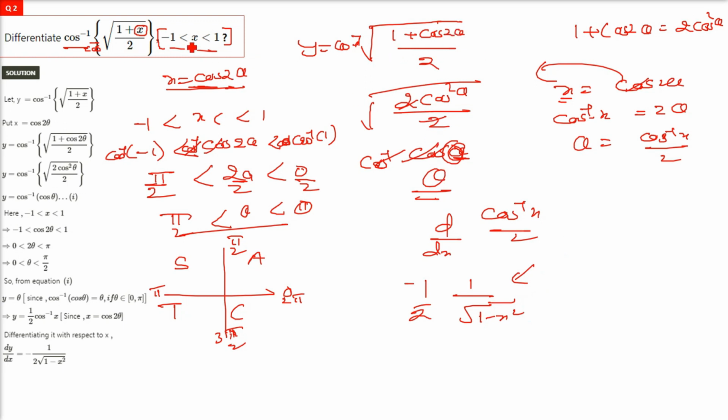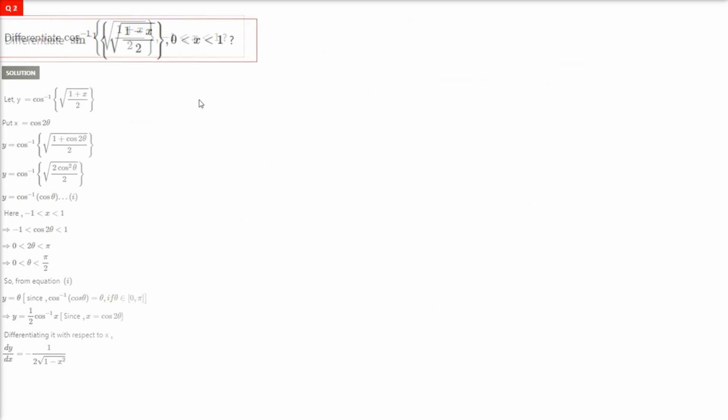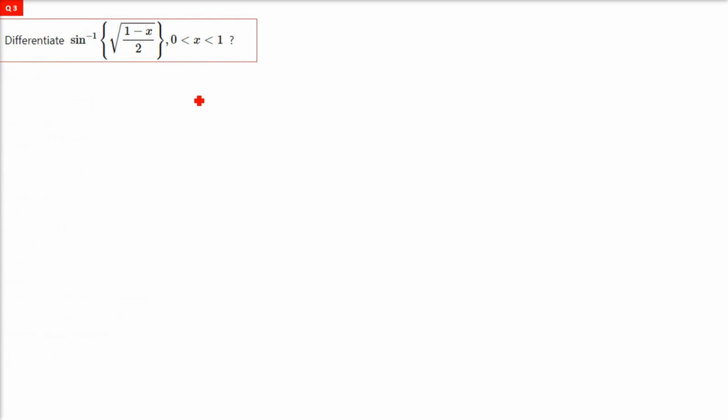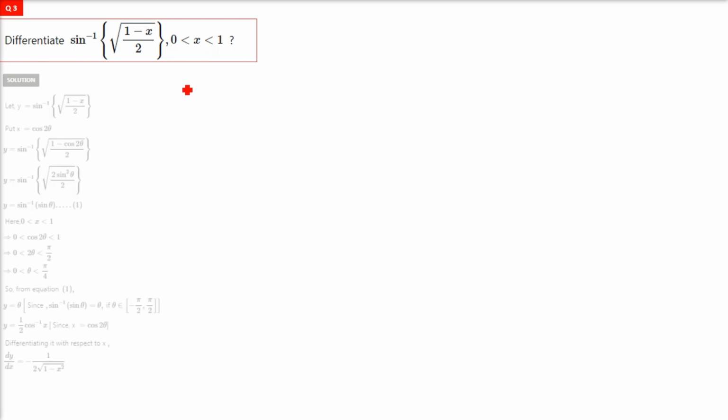These are very easy steps. The solution is very easy. But this concept is also very important. Now differentiate sine inverse of under root 1 minus x by 2. x has to be between 0 and 1. This needs to be checked. If it is not between 0 and 1, you will not get the proper result, or you need to change the result.